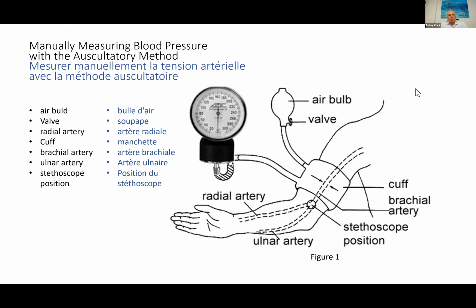So this just describes the manual method of measuring blood pressure that was described in the video, where we have the cuff around the patient of the appropriate size. We have tubing, one going to an air bulb with a valve to blow up the cuff, and another tubing going to the measurement device, which is an aneroid manometer in this case. And you can see the measurement is made basically on the brachial artery.